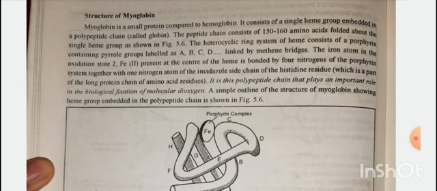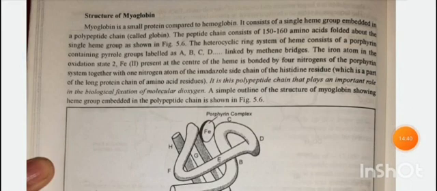by methine bridges. The iron atom in the oxidation state Fe2+, present at the center of the heme, is bonded by 4 nitrogens of the porphyrin system together with 1 nitrogen of the imidazole side chain of the histidine residue, which is a part of a long protein chain of amino acid residues. It is the polypeptide chain that plays an important role in the biological fixation of molecular dioxygen.